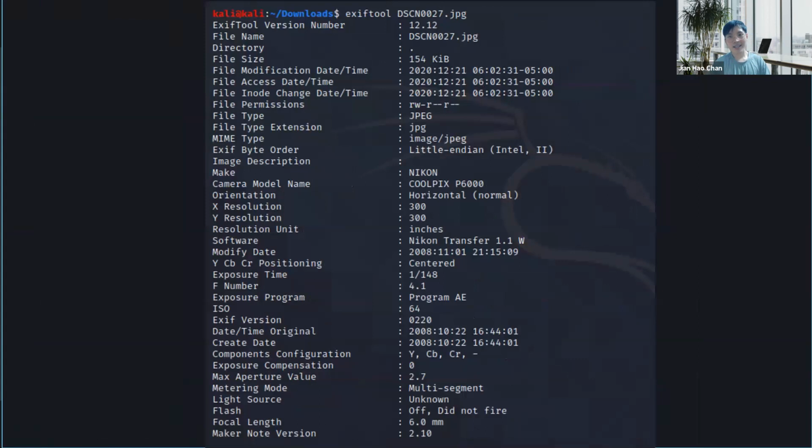By using the exiftool command on the image, we can see that the picture is taken on a Nikon Coolpix P6000 camera, and it gives you the details about the software, byte order, and the date and time it was taken, sometime during 2008, October 22nd, at 4 p.m. And there are many details related to the photograph, such as the flash status, focal length, and more.